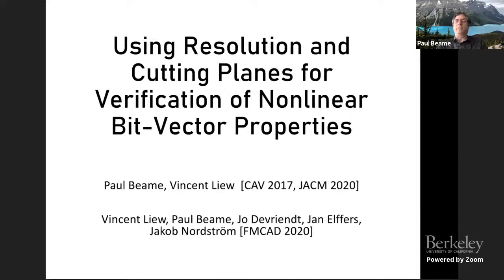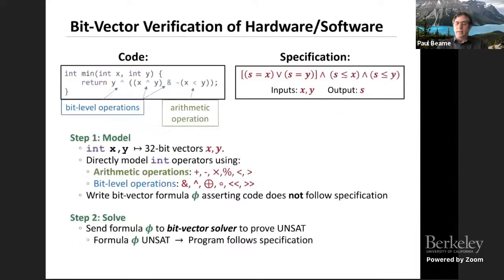So I'm going to talk about a story that connects proof complexity and verification and illustrates some of the issues in going back and forth between the two. So this is about using resolution and cutting planes for verification of nonlinear bit vector properties. So let me talk about what that is.